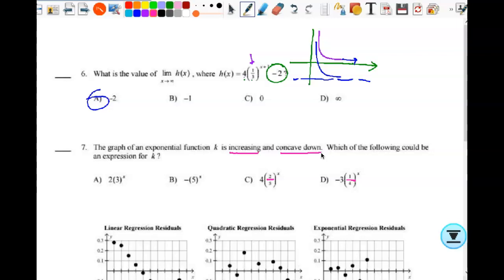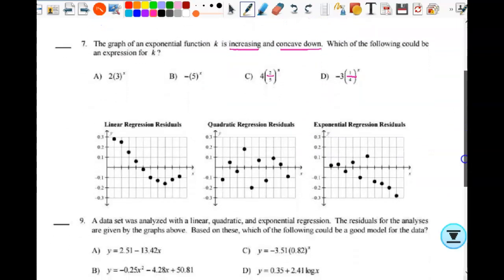All right, well, if it's increasing and concave down, what we can do here is just draw our little sketches, that would help. This is greater than 1, so it's growth. This is also growth, but then it's reflected. This is decay, so it looks like this. This is decay, but then it's reflected, so it looks like this.